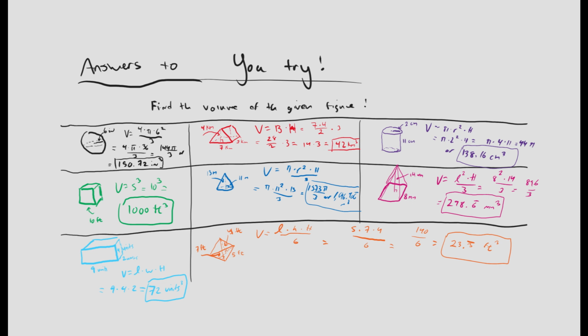For the right circular cylinder, we got volume equals pi times r squared times the height of the whole thing. The radius is 2, the height is 11. So we got 2 squared, which is 4, times 11, which makes 44, times pi, 44 pi, which is 138.16 cubic centimeters. Looking at the cube, that's an easy one. It's just side cubed. We got a side of 10. 10 cubed is 1,000, so 1,000 feet cubed.